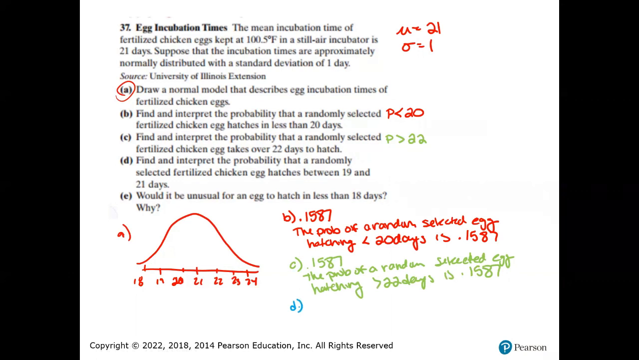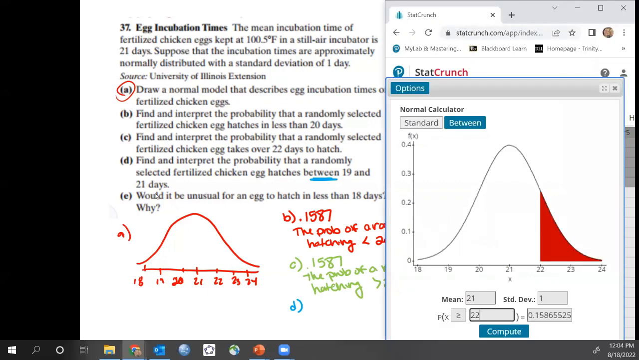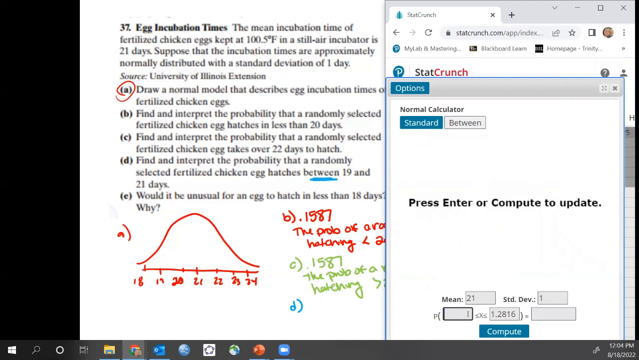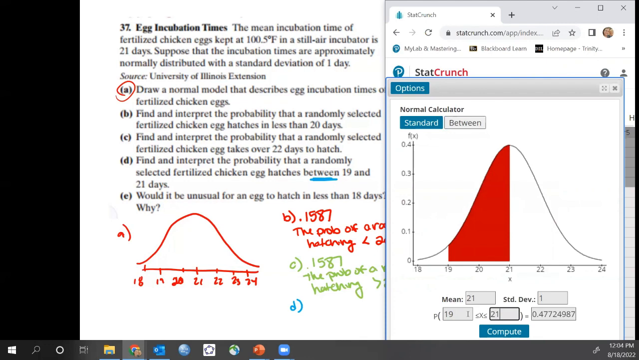All right, find and interpret the probability that a randomly selected fertilized chicken egg hatches between 19 and 21. Okay, so that right there tells me I'm using the between button. And I'm doing 19 and 21. All right, so I have 0.4772.